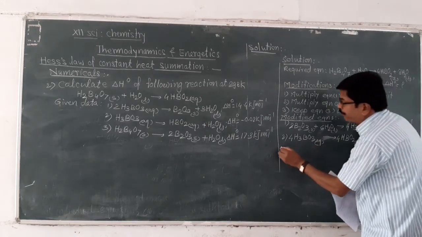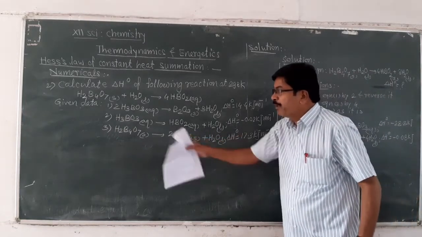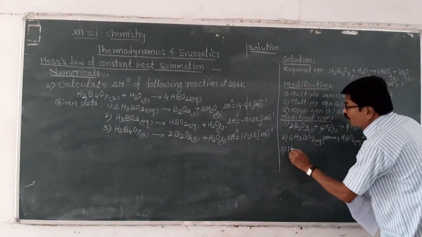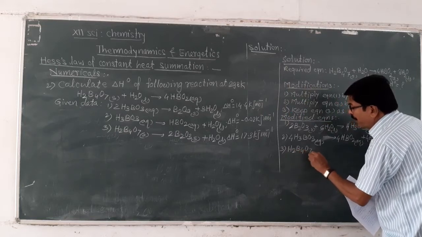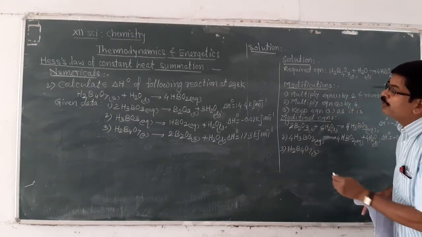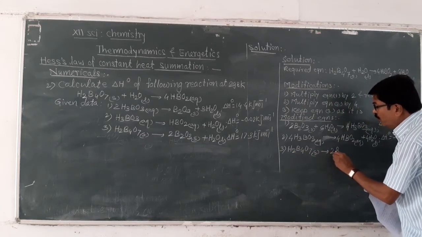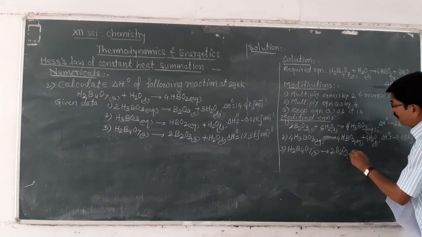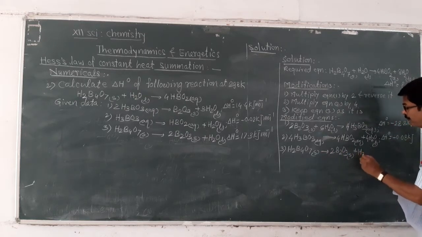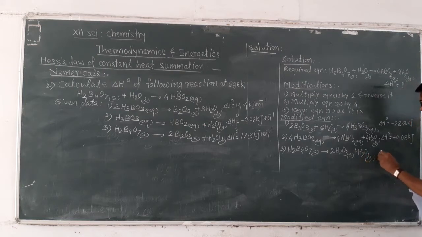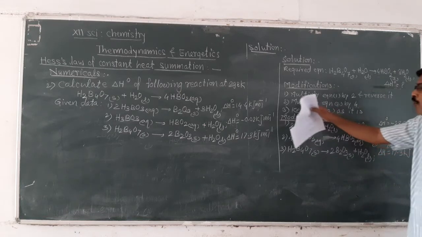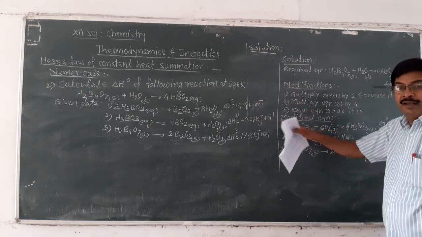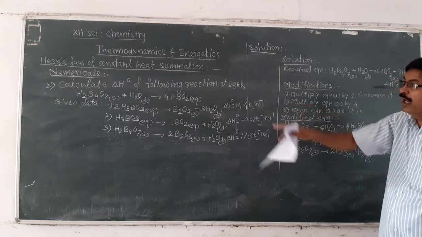And the third equation is to be kept as it is: H2B4O7 solid gives 2B2O3 solid plus H2O liquid. And the enthalpy change is as it is, 17.3 kilojoule. In this way, we have modified all these three thermochemical equations as per requirement.